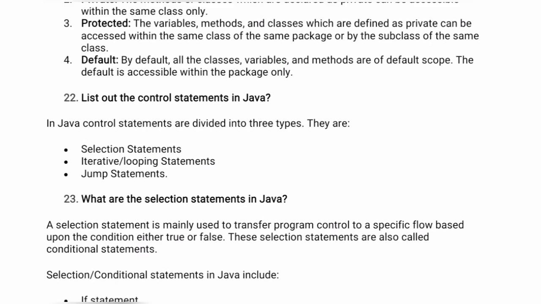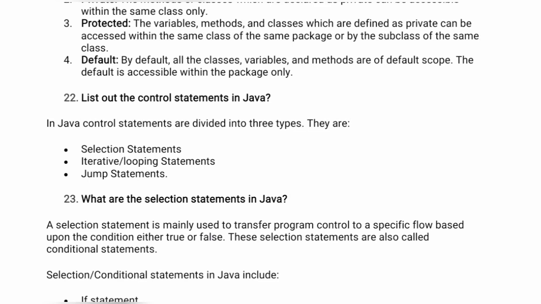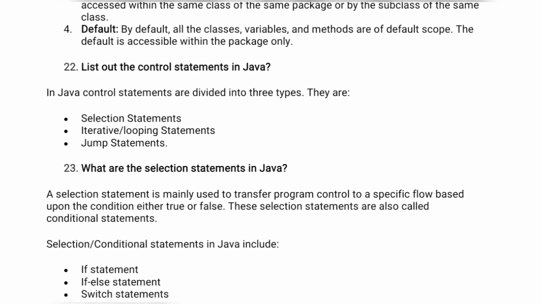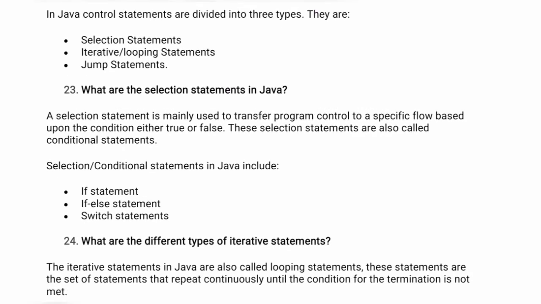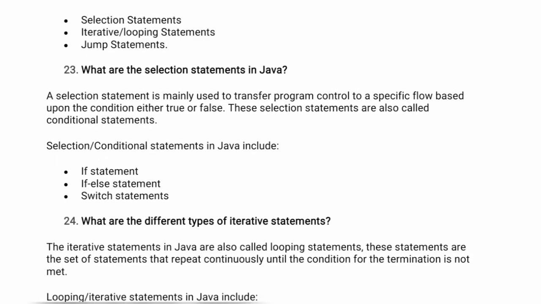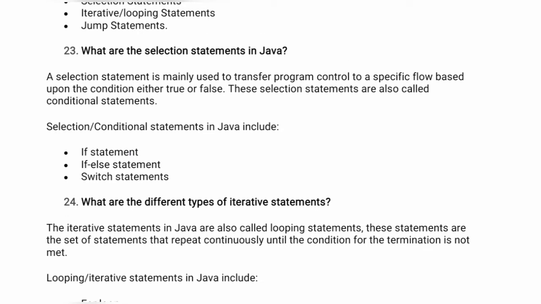List out the control statements in Java. There are 3 types of control statements: selection statements, iterative statements and jump statements. First of all, selection statements. A selection statement is mainly used to transfer program control to a specific flow based upon some condition, either true or false. Selection statements include if else and switch statements. Some more are nested if else and else if ladder.